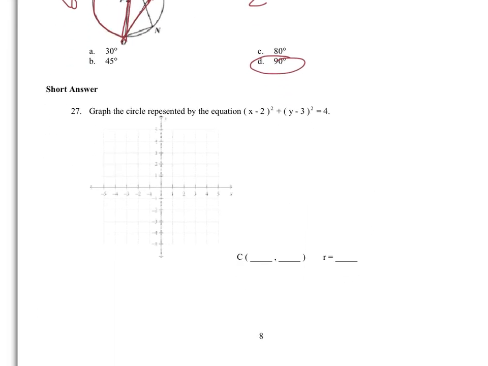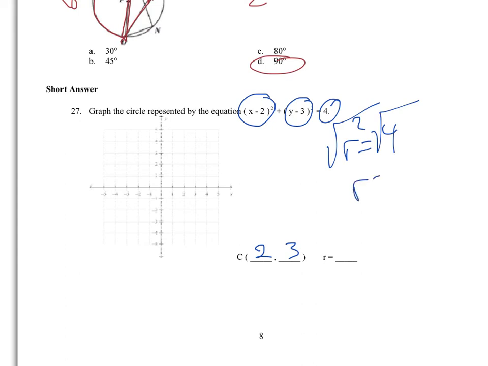Okay, so here we're going to find the center and the radius and graph it. Let's find the center first. Remember, if it's x minus 2, the 2 is positive. Minus 3, it's positive 3. The radius squared is equal to 4, so the radius is actually 2. That's how we get that.